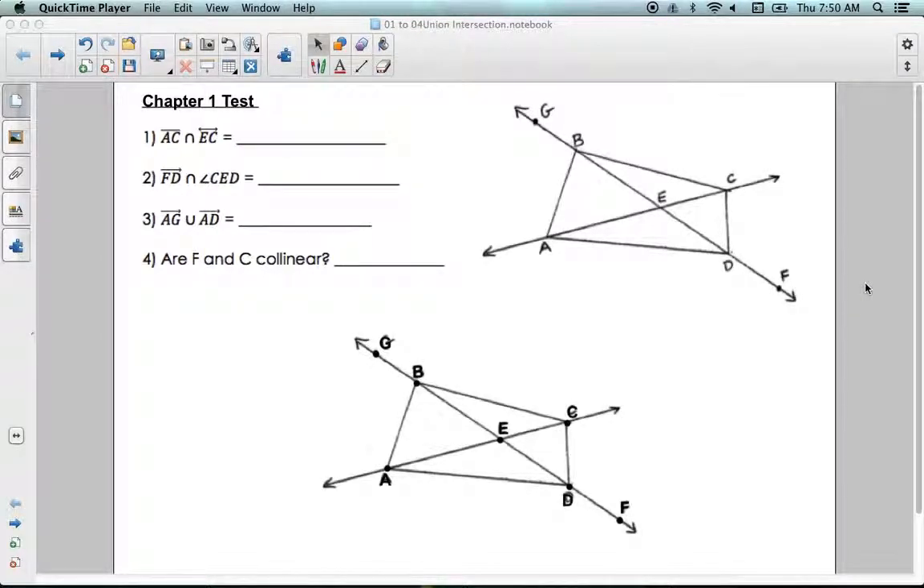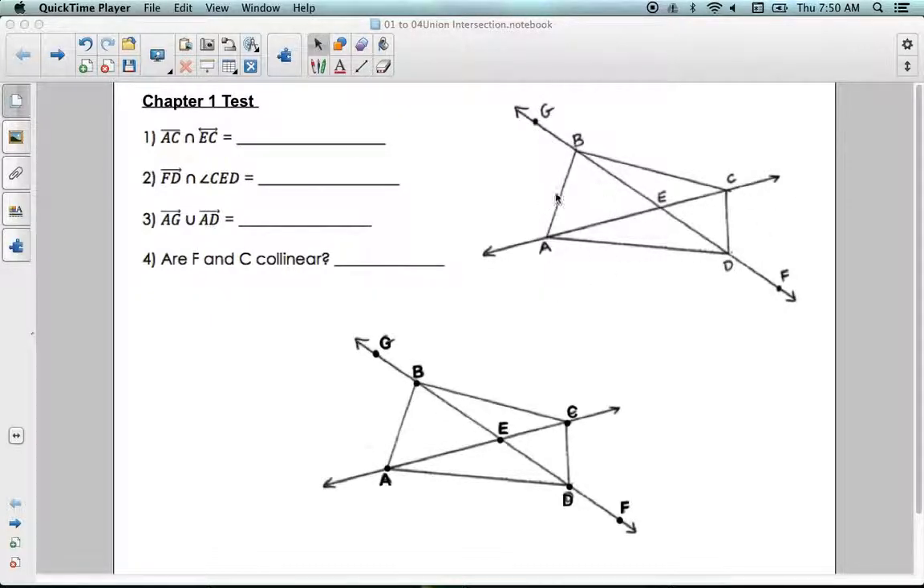Welcome to this video going over numbers 1 through 4 on the Chapter 1 test. The first three problems deal with union and intersection, and the fourth deals with collinearity of points. So what I'd like to do is start by showing you the initial diagram and giving you a strategy you can use to simplify what you're looking at in the diagram.